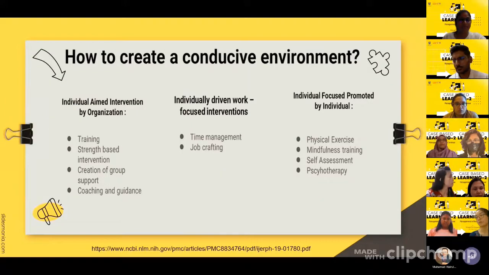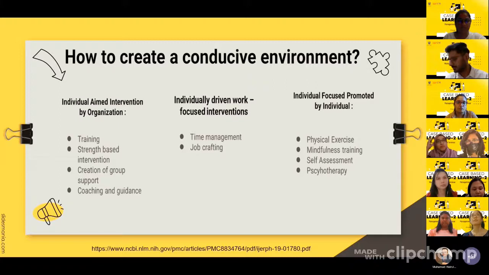Now, these are 3 ways that we can create a conducive environment. First is interventions promoted by the organization aimed at employees. This type of intervention aims to increase the personal resources of employees to manage stresses at work. It could be done through training, strength-based interventions, coaching and guidance, creation of support groups as well.